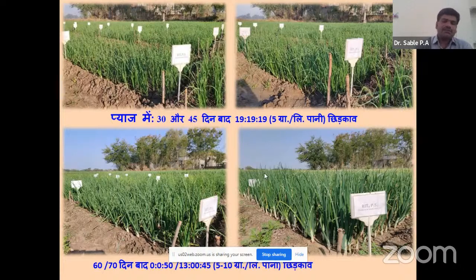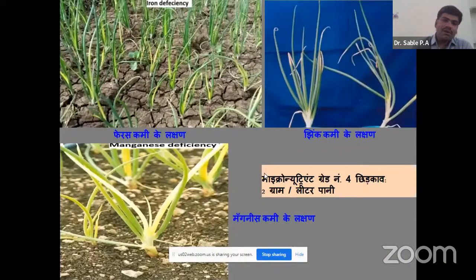Now here you can see the particular plant shows particular deficiency symptoms of micronutrients. Here iron deficiency, here zinc deficiency, here manganese deficiency. So such kinds of deficiency can be minimized either by basal application of the recommended dose of ferrous sulfate, zinc sulfate, manganese sulfate, magnesium sulfate, etc. Or if it is not possible at basal, then always at 30 or 45 days after transplanting. But we should have the soil analysis report for that.